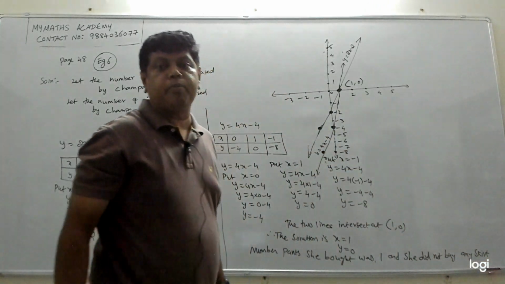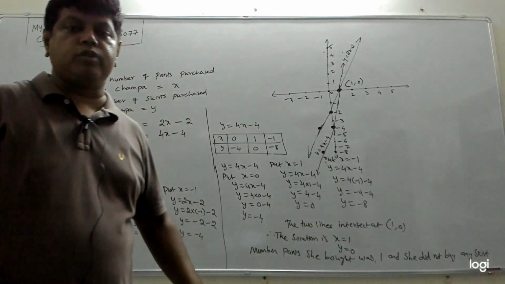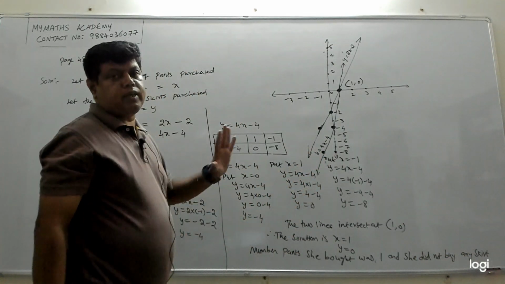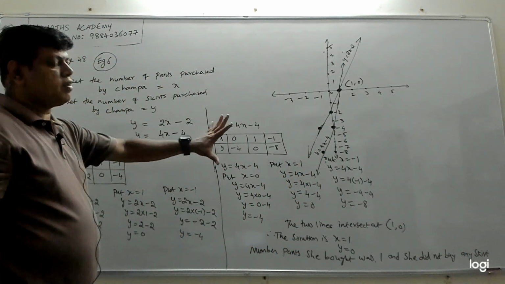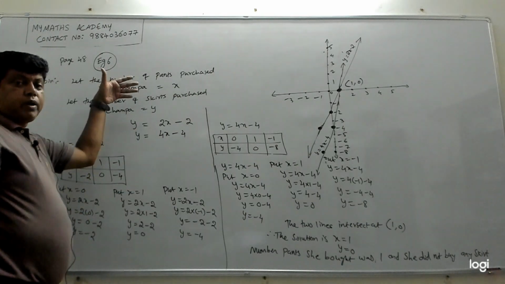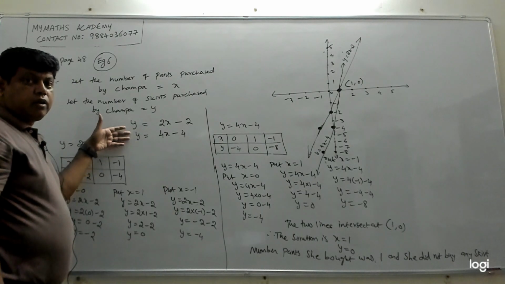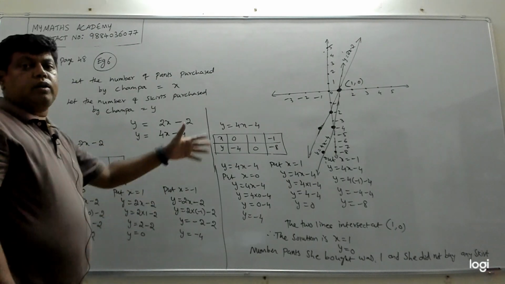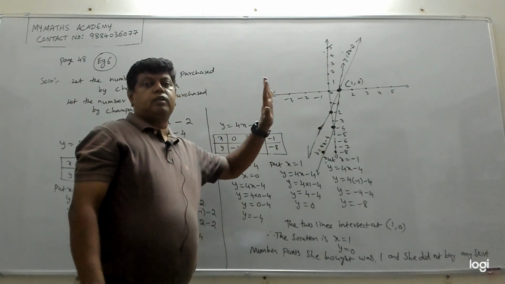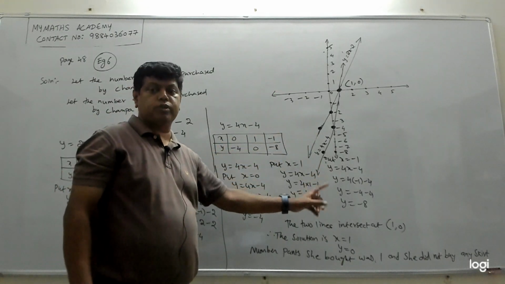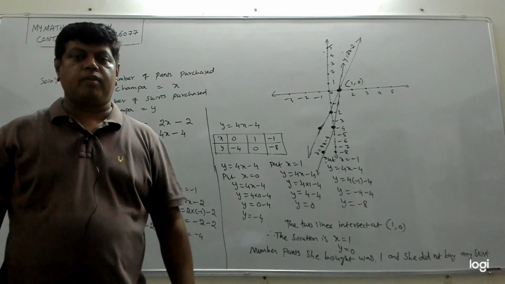And then she did not buy any skirt. So that is the conclusion. This is why we solve this problem graphically. They'll give the question and they'll ask you to draw graphically, which means from the statement of the problem you have to form the equation, then find the points, then draw the graph and see whether they intersect. If they intersect at a point, then you have a solution, a unique solution. That will be the answer.